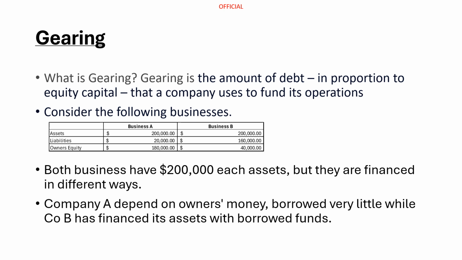Business B, with the same $200,000 in assets, has $160,000 in liabilities and just $40,000 in owner's equity. This indicates high gearing as it depends heavily on borrowed money. Although both businesses own the same value in assets, they are financed very differently, one through equity and the other largely through debt.